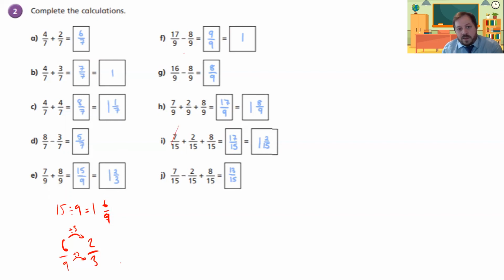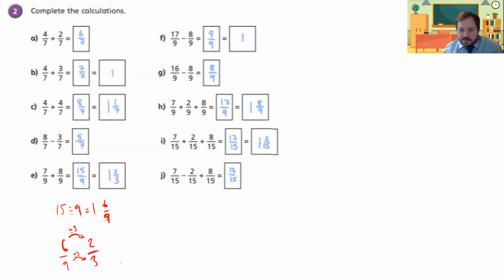Okay. Then we come up here, we've got 9ths, and we're doing 17 minus 8, which is 9, which is 1 in total. Thinking 9ths, so 9 stays on the bottom. 16 minus 8 is 8. Thinking in 9ths, so 9ths stay on the bottom. 7 plus 2 is 9, plus 8 is 17, and our equivalent fraction is 1 and 8/9. Equivalent, our mixed number. Thinking in 15ths, so 7 plus 2 is 9, plus 8 is 17. Mixed number, we have one full set of 15 plus 2 extras.